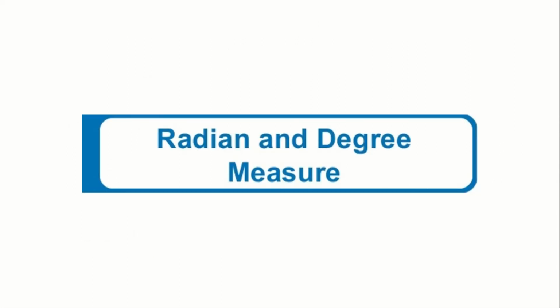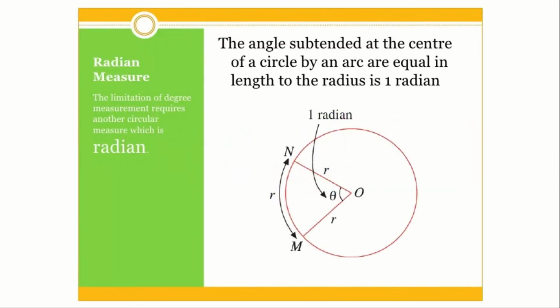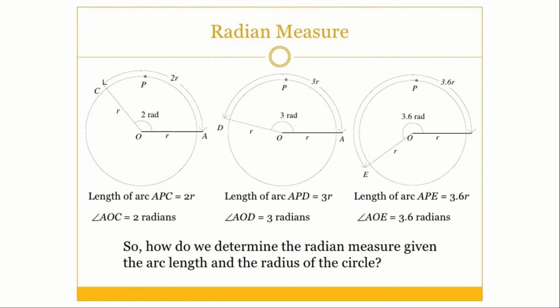Next is radian and degree measure. Radian measure: the limitation of degree measurement requires another circular measure, which is the radian. We already studied this radian. The angle subtended at the center of the circle by an arc equal to the length of the radius is 1 radian. So radian measures are given in various forms. The first diagram shows 2 radian, next is 3 radian, next is 3.6 radian.